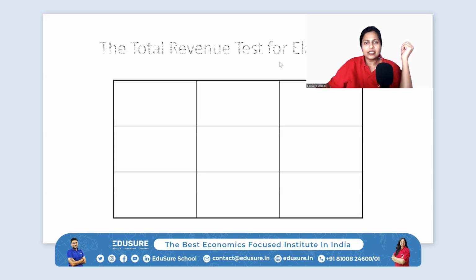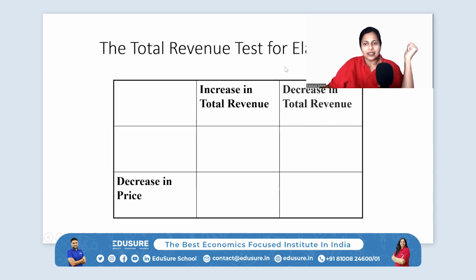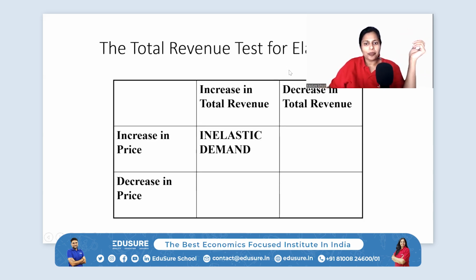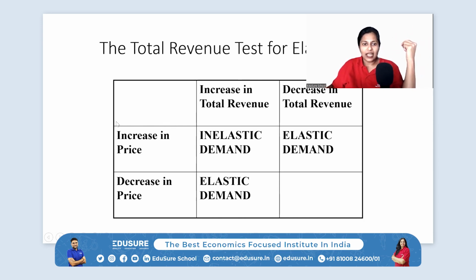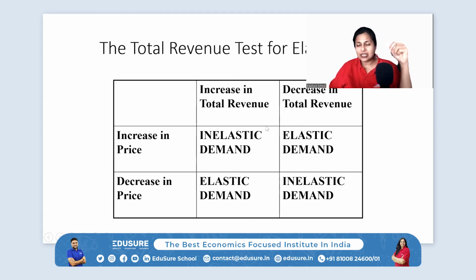All right, this is a grid. This is the total revenue test. These are the 4 columns. If price increases and total revenue also increases, inelastic. If price decreases and total revenue increases, so opposite direction, that becomes elastic. Again, when price increases and total revenue falls, opposite reactions, that's elastic. When price decreases and total revenue falls, same sign, that's inelastic.